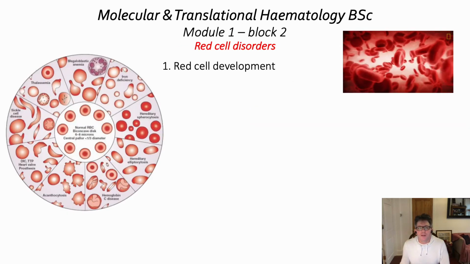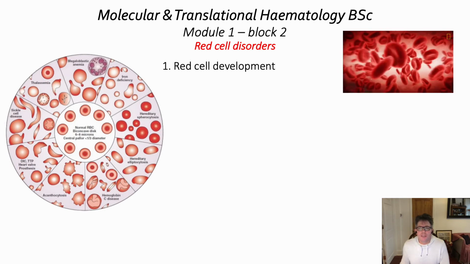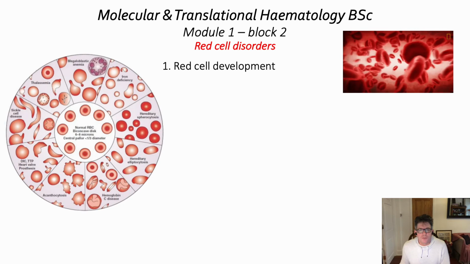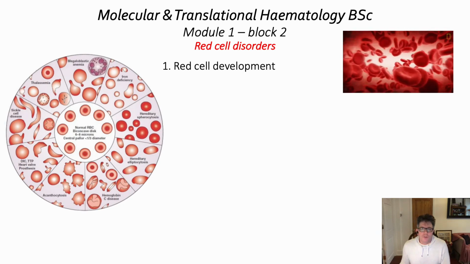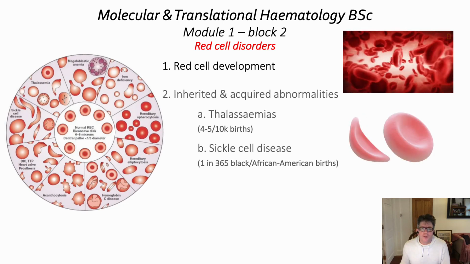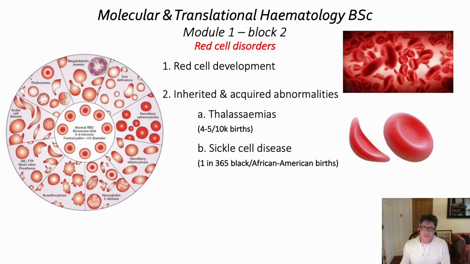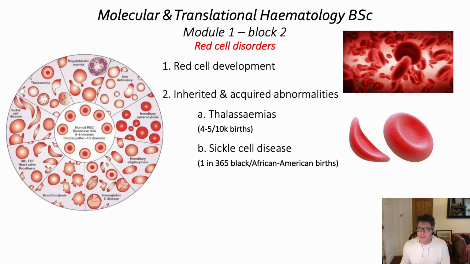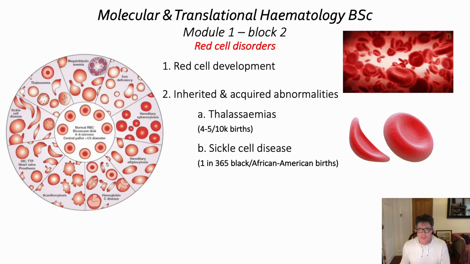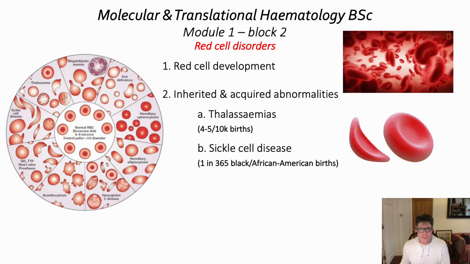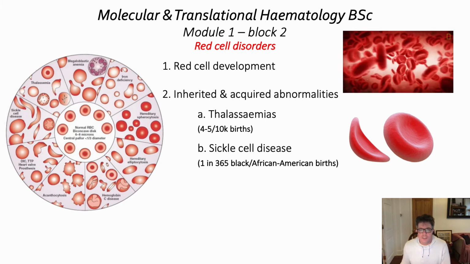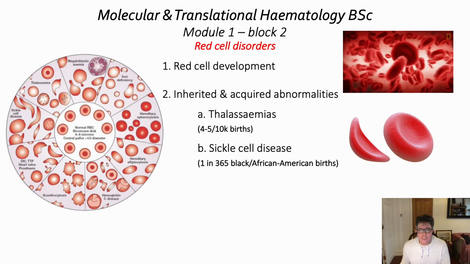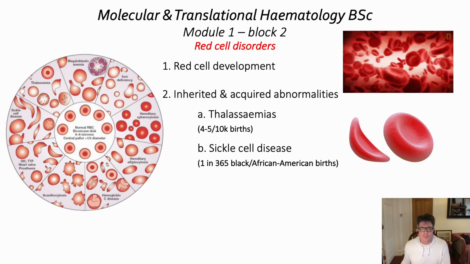Block 2 in the Molecular and Translational Haematology BSc delves into the biology of red cells and red cell disorders. This encompasses the normal development of red blood cells. You will then learn about the pathophysiology of different red cell disorders, including hemoglobinopathies, thalassemias, and sickle cell disease, how these disorders are manifest and treated. Both of these diseases have high prevalence and as such are of particular clinical importance.